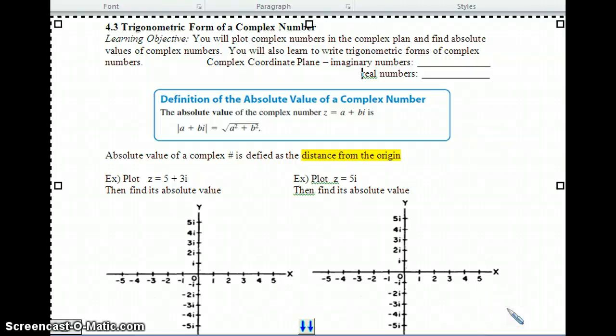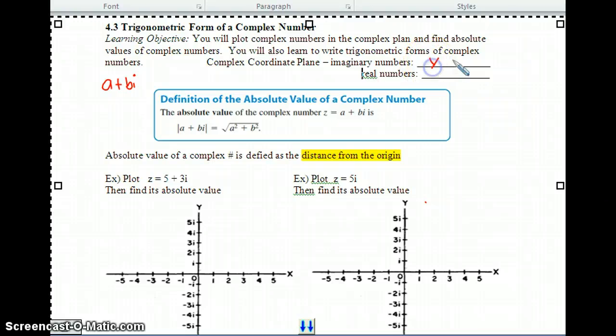This section 4.3 is about the trigonometric form of a complex number. So when we're talking about complex numbers, we're talking about part real and part imaginary. We typically define these, in standard form, as a plus bi. We'll talk about graphing complex numbers on a coordinate plane, and when we do that, we want to make sure we graph them correctly.